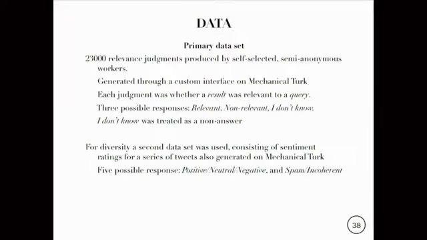And then I had two data sets. One was the one that I previously mentioned, cultural heritage data, 23,000 relevance judgments. And it was very easy. It was essentially a binary task. There was relevant, non-relevant, and then a third non-answer called I don't know. And then for diversity, I also had a data set of Twitter sentiment ratings.